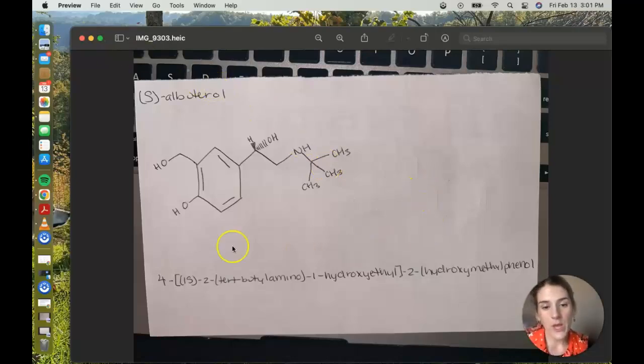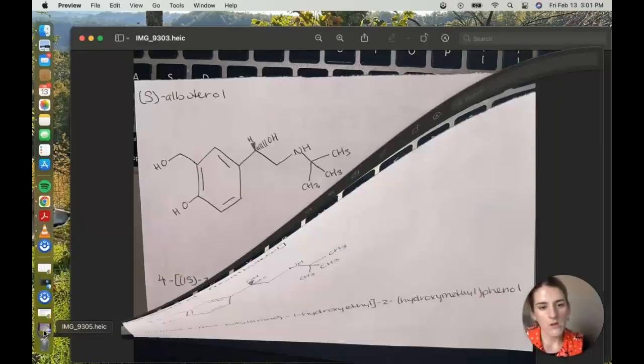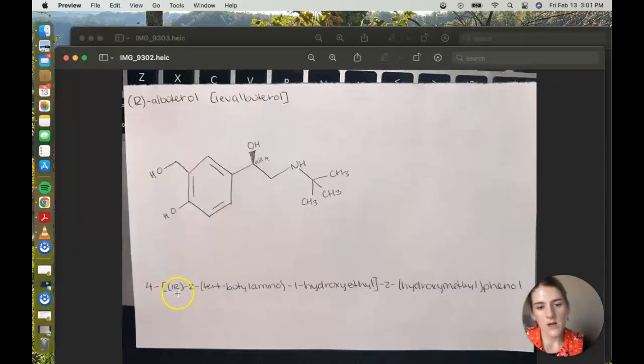I also want to point out here is our IUPAC naming of it, and the difference between the 2 molecules is this right here. This tells us the chirality. See, it says 1S, so this one right here is going to be going counterclockwise, okay? And then the other one right here, you see how it says 1R. This one's going clockwise. That gives us the direction of the chirality.